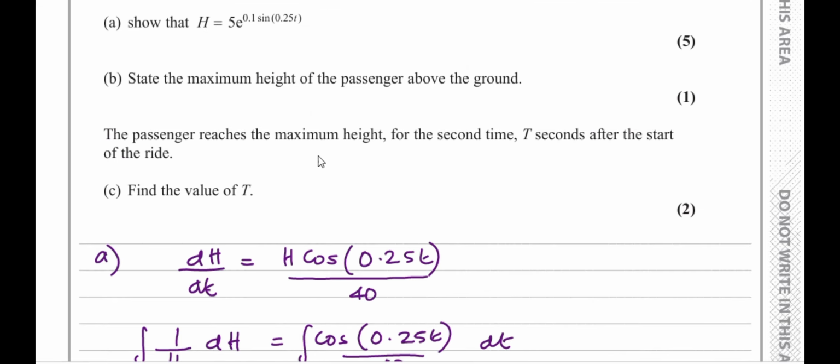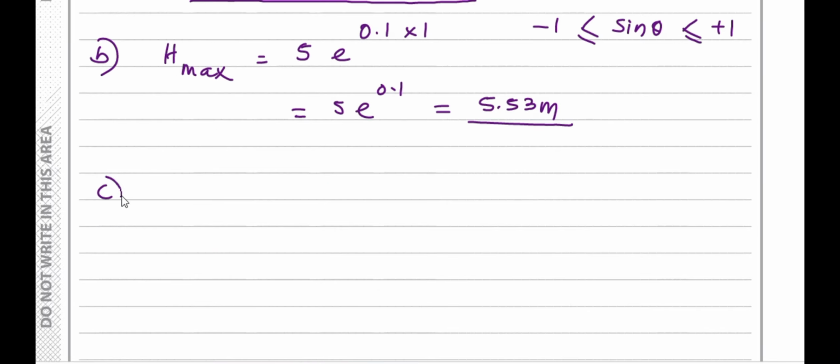Part C. The passenger reaches the maximum height for the second time t seconds after the start of the ride. Find the value of t. So here we have to solve for t using that equation. In such questions where the question does not tell you whether to use degrees or radians, and if the question is talking about time, hours, seconds, etc., it's better to go for radians. So let's write the equation for the height once again. Height is equal to 5 e to the power of 0.1 sine of 0.25 times t, isn't it?